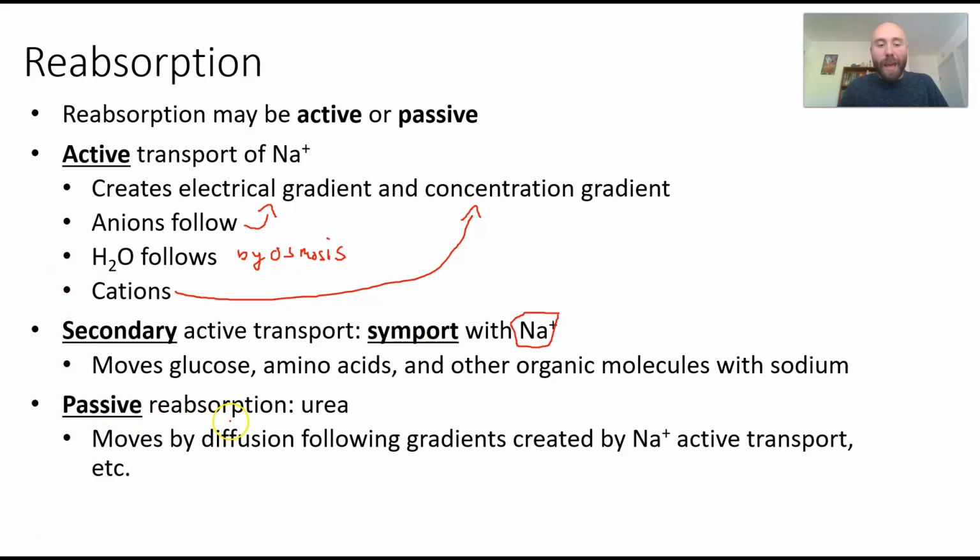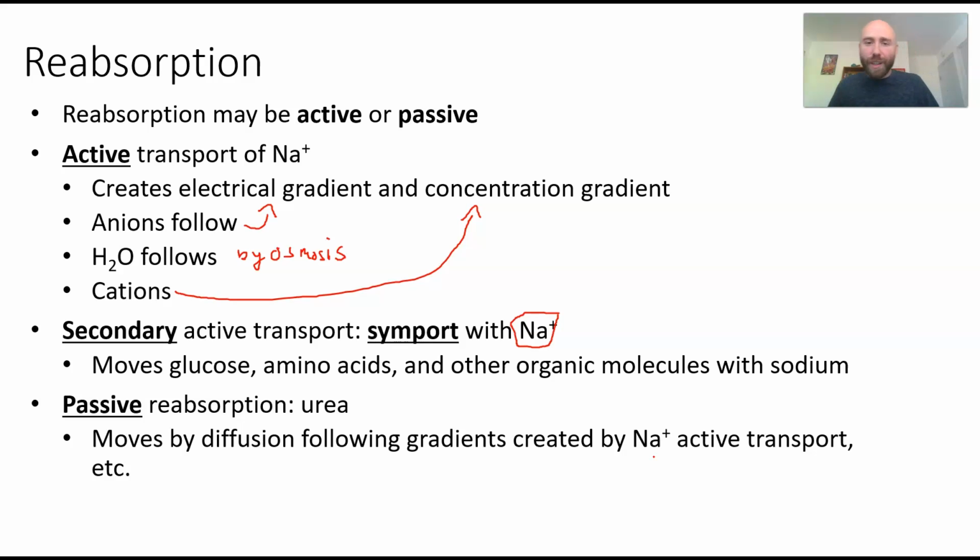There's also going to be some passive reabsorption going on here. So things like urea, which easily diffuse across a plasma membrane, these also are going to be distributing themselves back so that they have similar concentrations in the blood plasma and in the filtrate. So these will move by diffusion following the natural gradients that are created, especially when you actively transport sodium or other kinds of cations are moving.